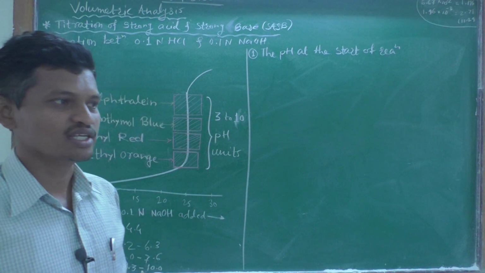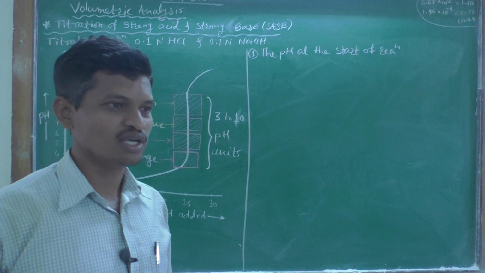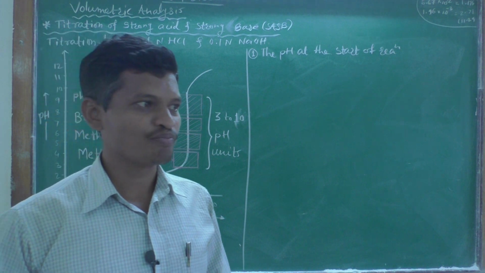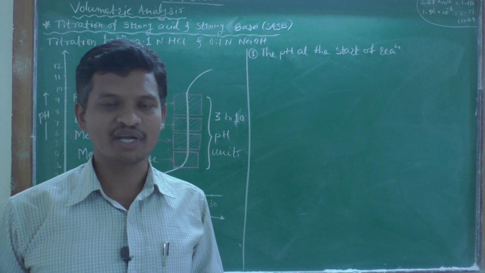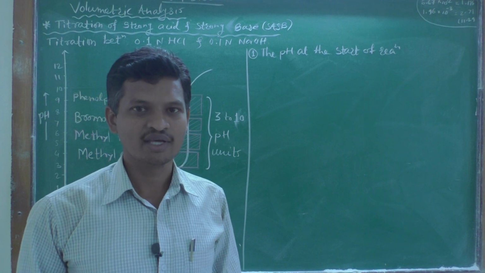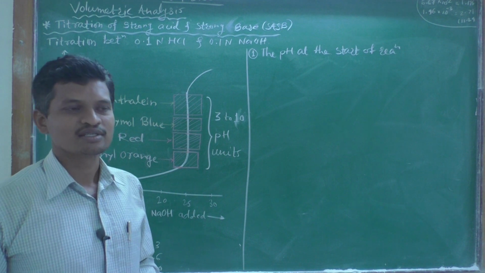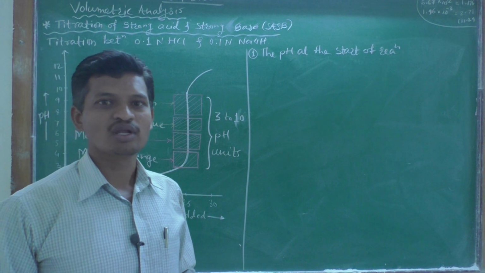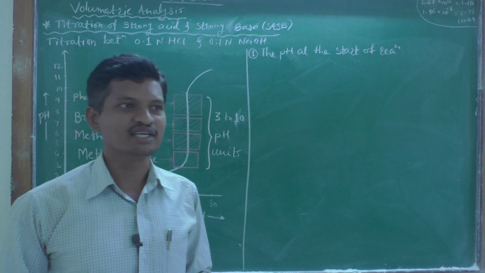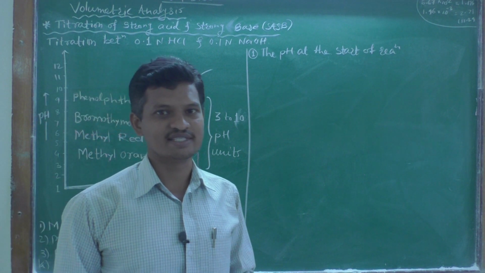The first one is the titration of strong acid and strong base. We have to see the examples of strong acid and strong base, and how the titration curve can be obtained for this strong acid and strong base titration. Here we have chosen the strong base as 0.1 normal sodium hydroxide, that is NaOH, and the strong acid is 0.1 normal hydrochloric acid, that is HCl.